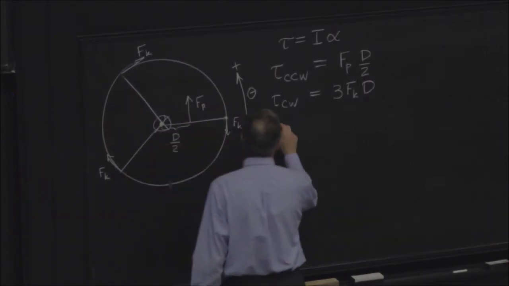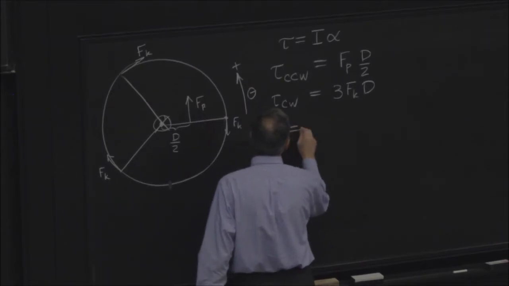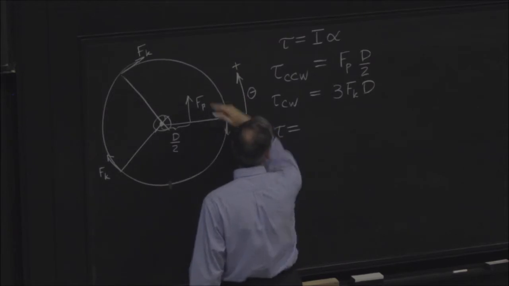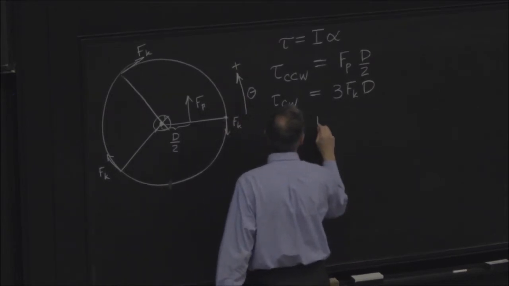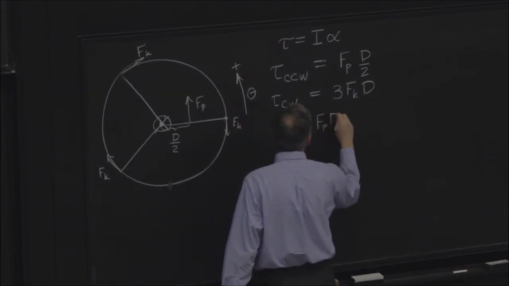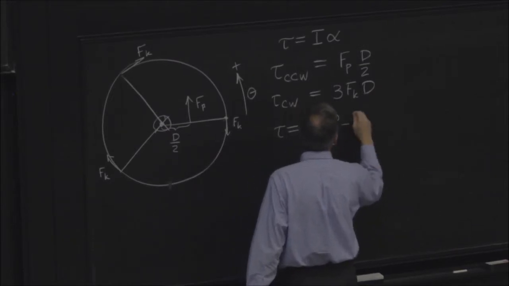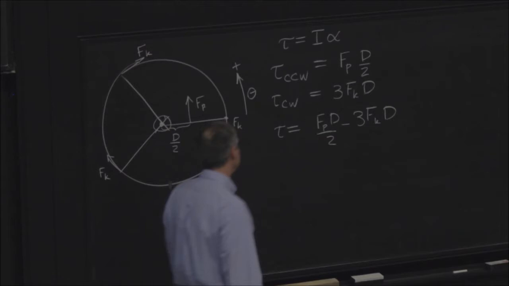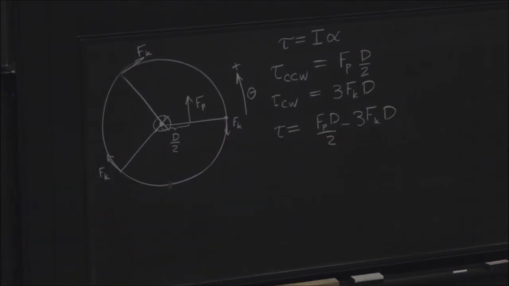So the net torque, assuming this direction as positive, treats counterclockwise favorably. So that's Fp d over 2 and minus 3Fkd, which is opposing. All right, now, how do I calculate the moment of inertia for the door system?